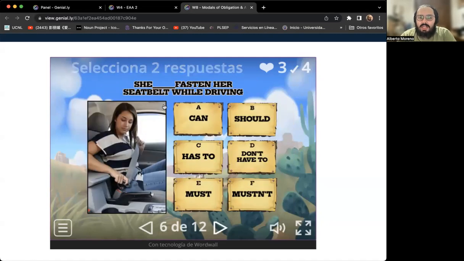She fastened her seatbelt while driving. Aquí tenemos dos opciones correctas. She has to. Or should. Should or must? Must.